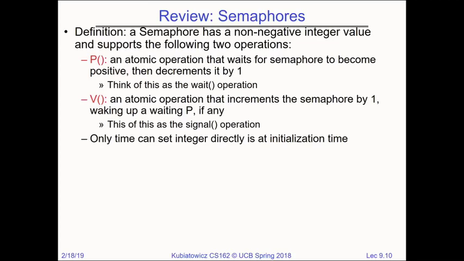The fact that it's an atomic operation that waits for the semaphore to become positive, then decrements it by 1, means everything in that sentence happens all at once, or it doesn't happen at all. That's what atomic means. It either happens or it doesn't happen at all because you scheduled something else. Same with the V. The only time you can set the integer directly is when you initialize the semaphore. In fact, the proper interface to semaphores is that you can't even see what the value is. It's not a provided API.